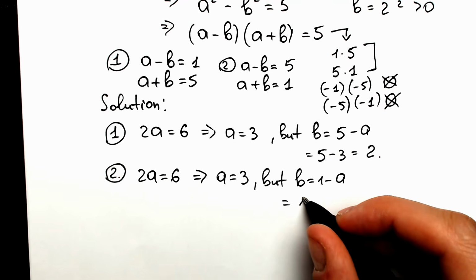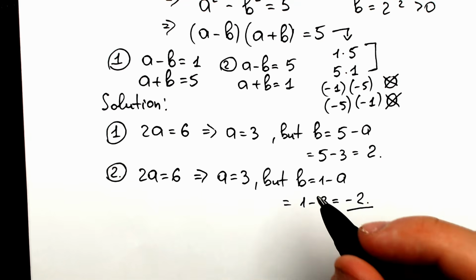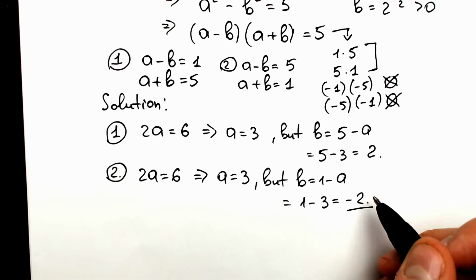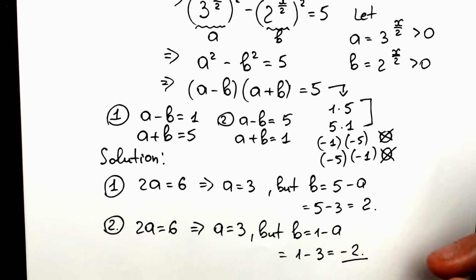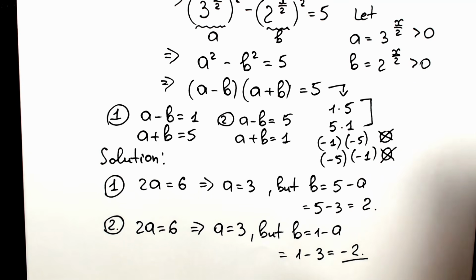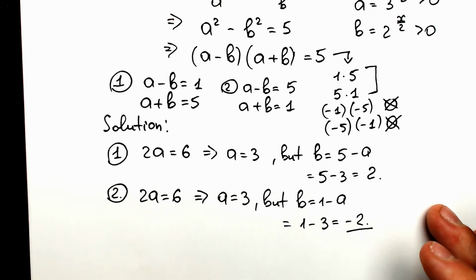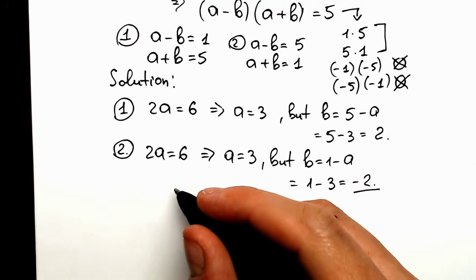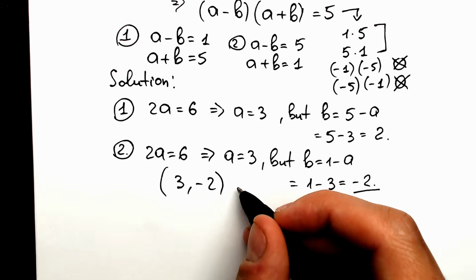So we have 1 minus 3 equal to minus 2, which is not good for us because b equal to minus 2. And if you're talking about substitution, b needs to be positive. Of course, if you're interested in complex numbers, you can also solve this one with complex numbers. But if you're talking about real number roots, b needs to be positive. So that's why our second pair, 3 and minus 2, we basically reject.